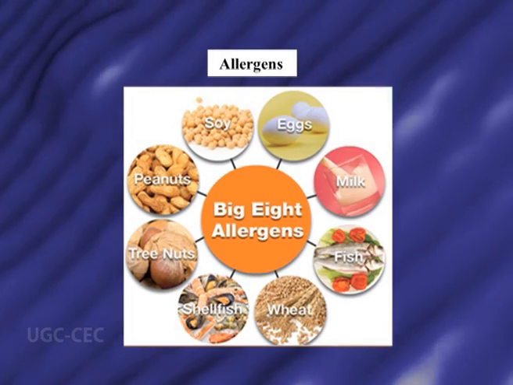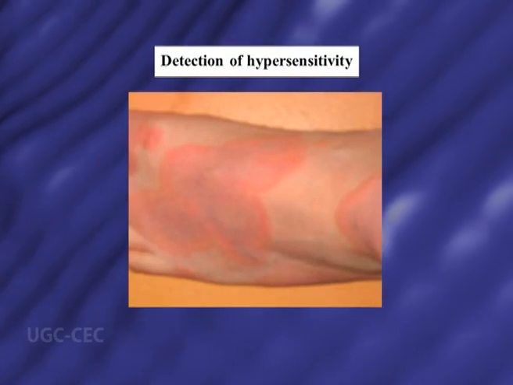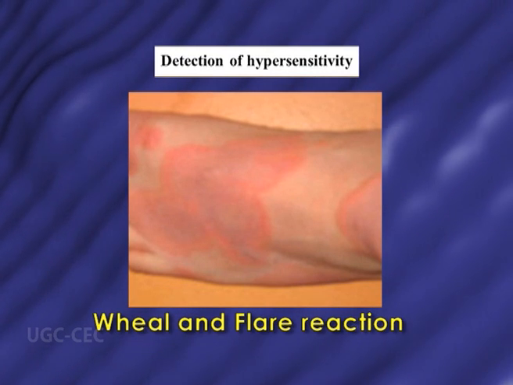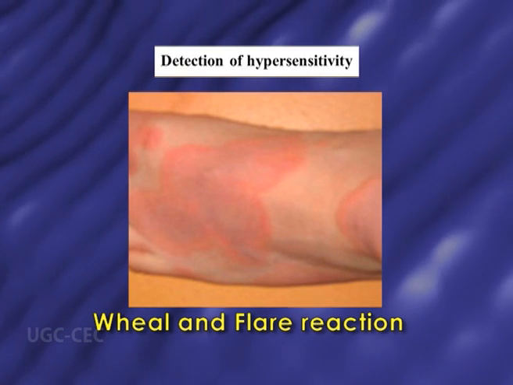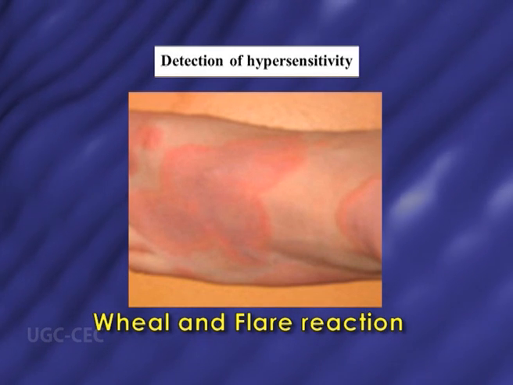Now, the presence of type 1 hypersensitivity to an allergen is easily detected if a small amount of that molecule is injected intradermally, then immediately a red and swollen area is seen. This is called the wheal and flare reaction. Presence of this area gives a positive result that that particular individual has an allergy against that particular allergen. The wheal and flare reaction is caused by the presence of the IgE isotype.